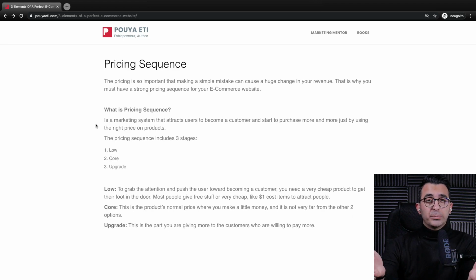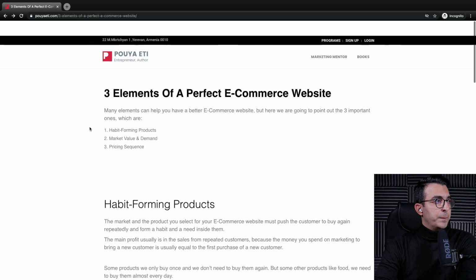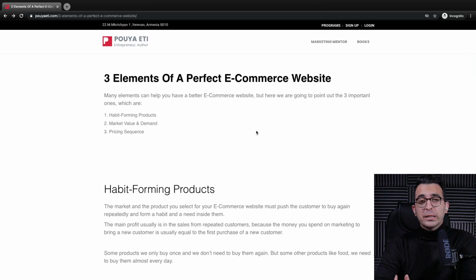Now, if you miss this part, you're gonna leave a lot of money on the table. So these were the three elements for a perfect e-commerce website. As I said, there are a lot of other elements, but these are the foundation of a good e-commerce website.